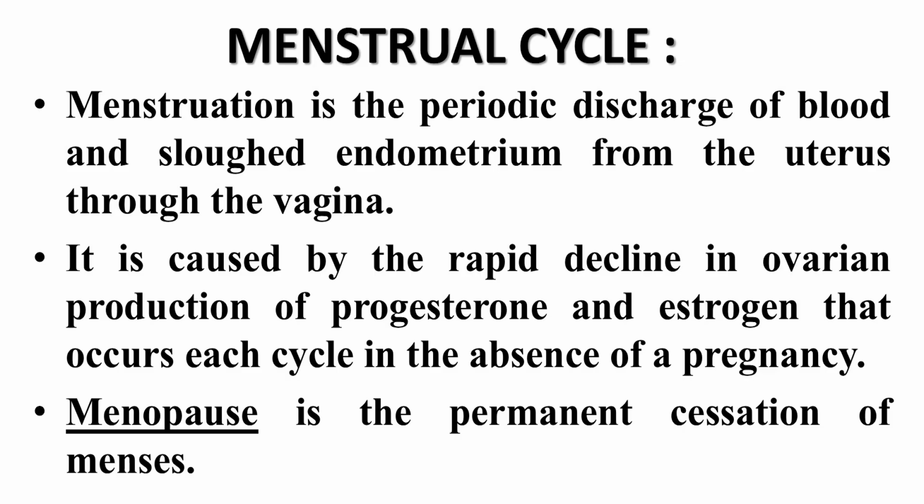What is this cycle? It is a cycle in which there is a rapid decline in the ovarian production of certain hormones that will lead to degeneration of your previously formed endometrial lining of the uterine cavity.